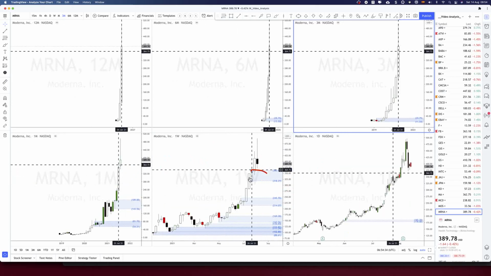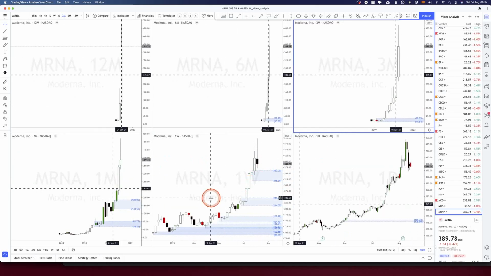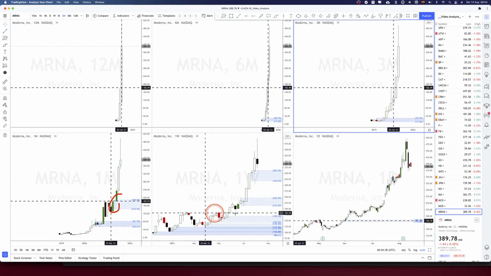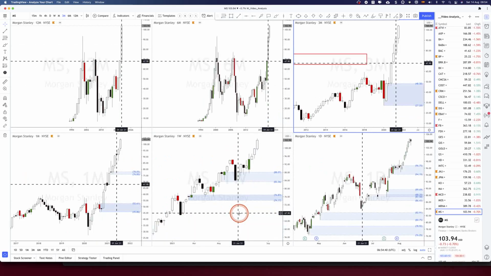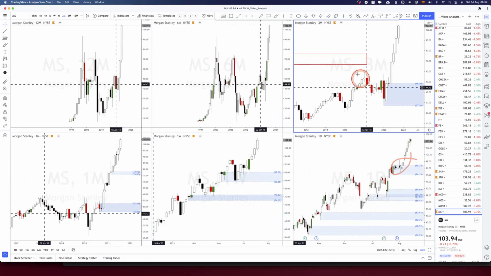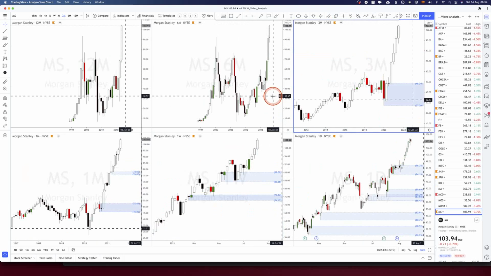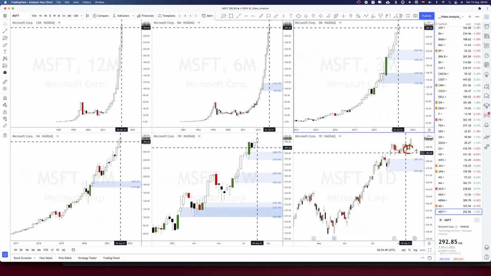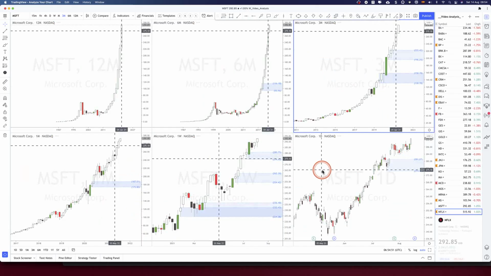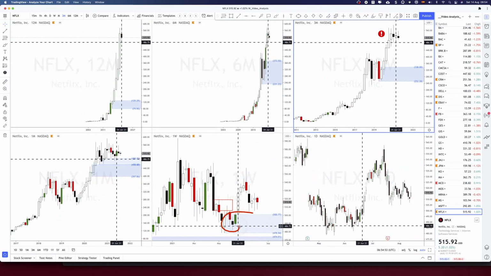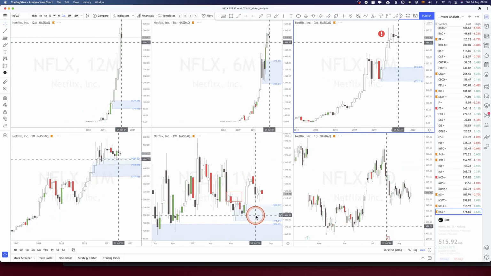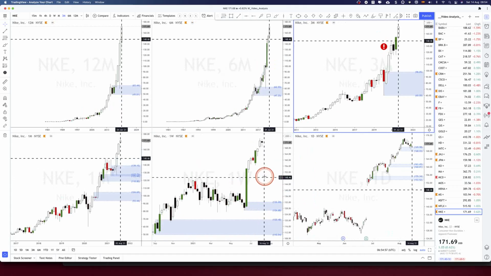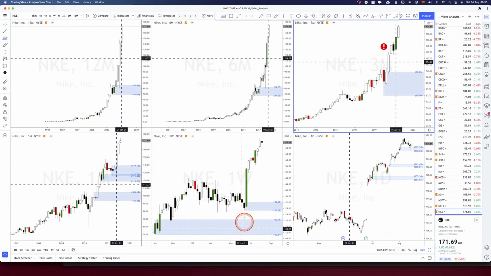Moderna, it has created a poor area of demand on the weekly, confirmation needed, or a bigger retracement to the monthly. Morgan Stanley broke all-time highs, new levels of demand have been created, long bias on this one as well. Microsoft breaking all-time highs again, potentially creating a new area of demand on the daily over there. Netflix trying to reach the weekly demand level, aggressive trade. Nike, it did not retrace to the strong area of demand.